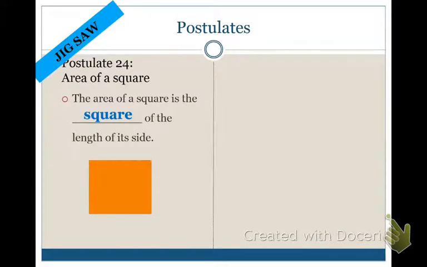All right. Postulates. Postulate 24. The area of a square is the square of the length of its side. The square of it means you multiply it times itself, right? So you could do length times width, but both the sides are s. That's going to be s squared. So the area of a square is the square of the length of its side.